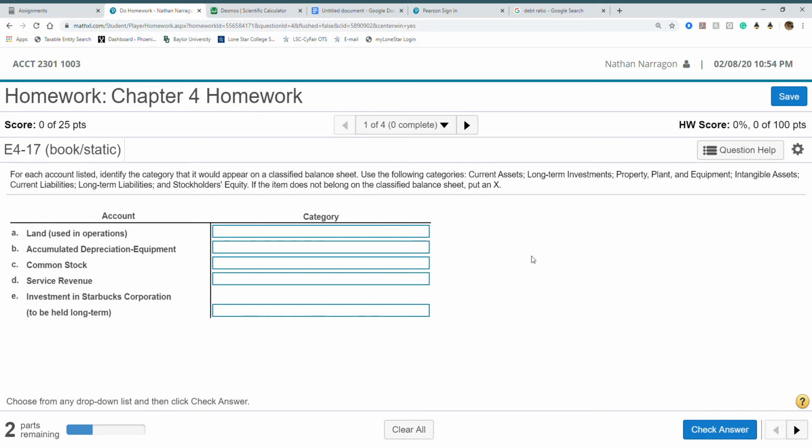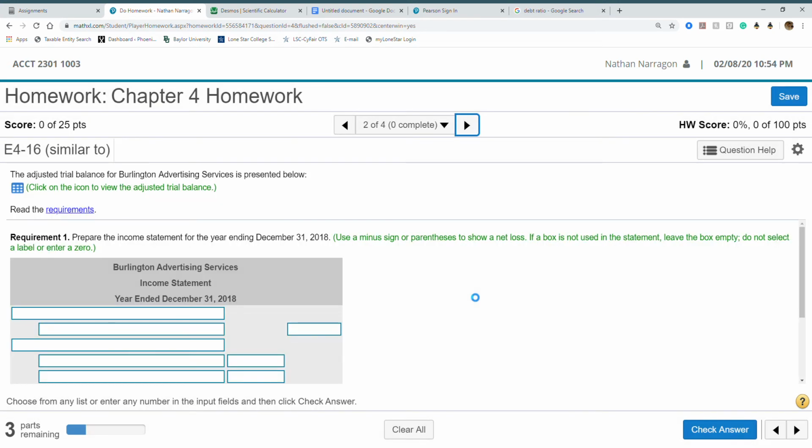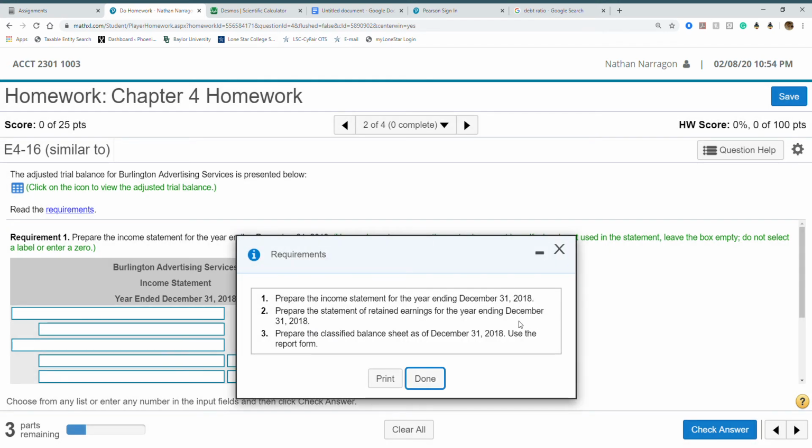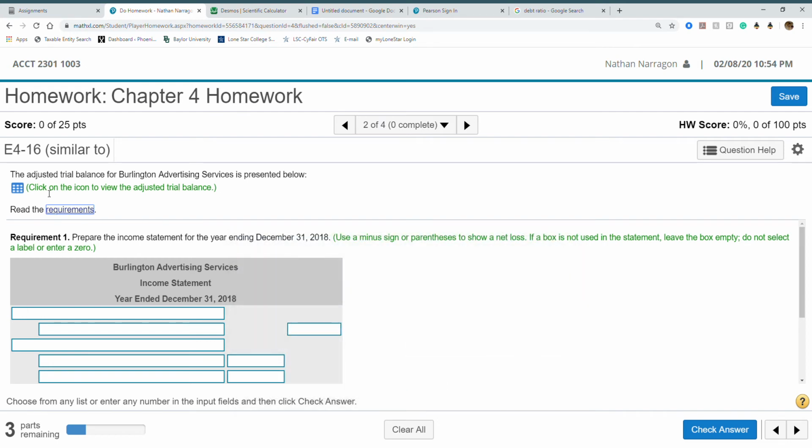But the first thing that ends up happening is this is a book static problem, so I can't really give you the answers. But all this is really saying is what category would these items appear under a classified balance sheet? It even gives you that. But that's besides the point. So, first one that we have is we're going to create the financial statements. So again, you can always read the requirements. 1, 2, 3.